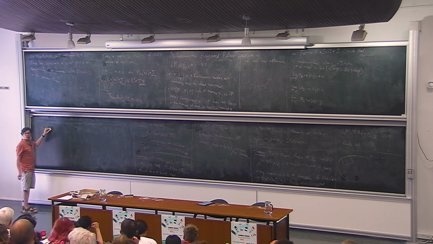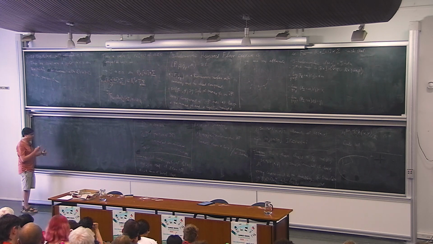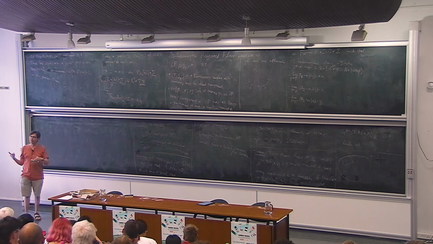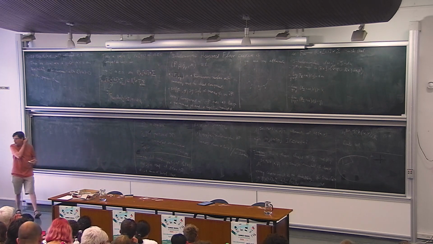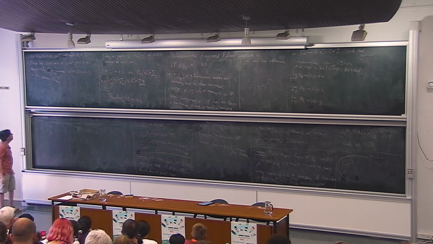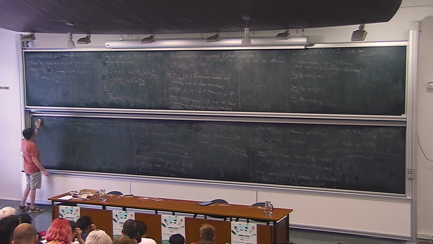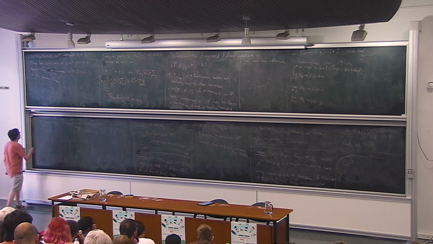Split almost complex structure means that, remember, we had a family depending on t in the region. It means that the family is constant in t.